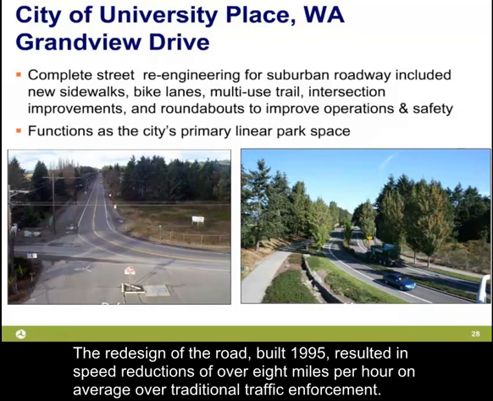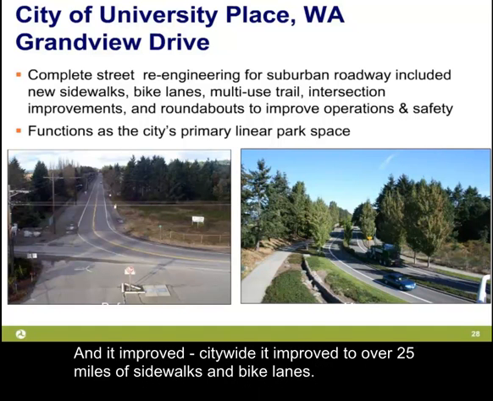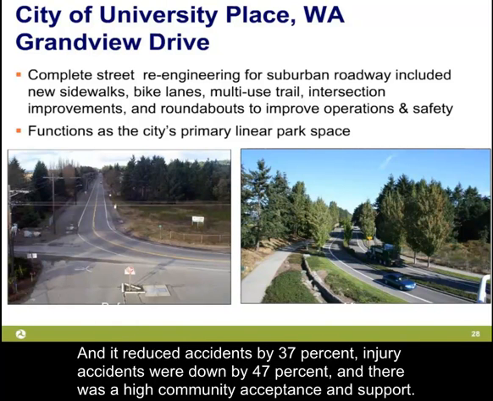The redesign of the road, built in 1995, resulted in speed reductions of over 8 miles per hour on average over traditional traffic enforcement. It improved citywide to over 25 miles of sidewalks and bike lanes, and it reduced accidents by 37%. Injury accidents were down by 47%, and there was high community acceptance and support.